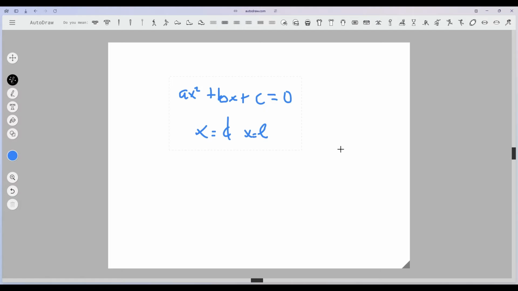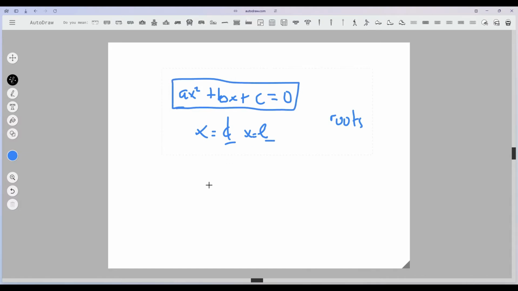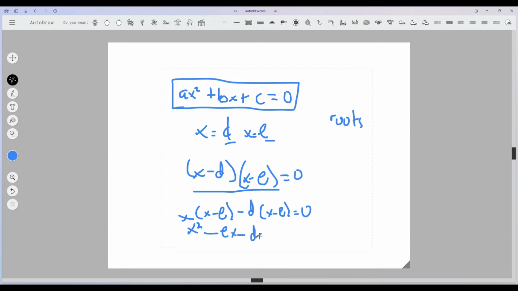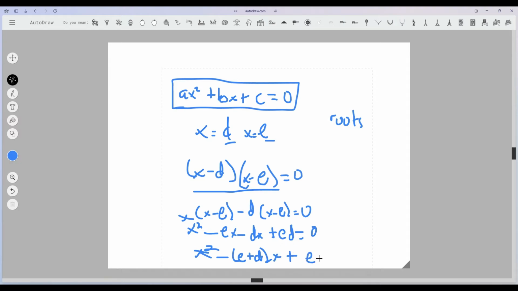What is normally called the roots, roots as in roots. So the roots of this quadratic equation, which I'm using as an example, are d and e. Now, this quadratic equation can, apart from this form, be expressed in the form of its roots as x minus d times x minus e is equal to 0. Now, when we expand this, we have x times x minus e minus d times x minus e equals 0, which will give us x squared minus ex minus dx plus ed equals 0, which will give us x squared minus (e plus d)x plus ed equals 0.